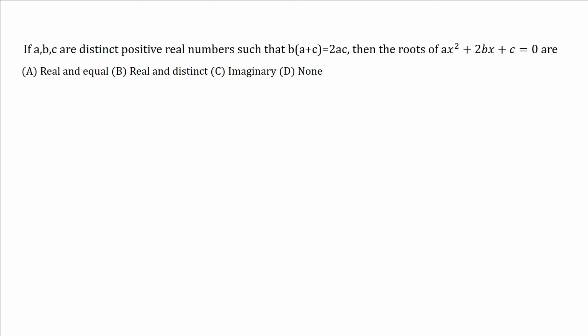Here the relation is given b into (a plus c) equal to 2ac, which implies b equal to 2ac by (a plus c). So, we can conclude here a, b, c are in harmonic progression, that is HP.